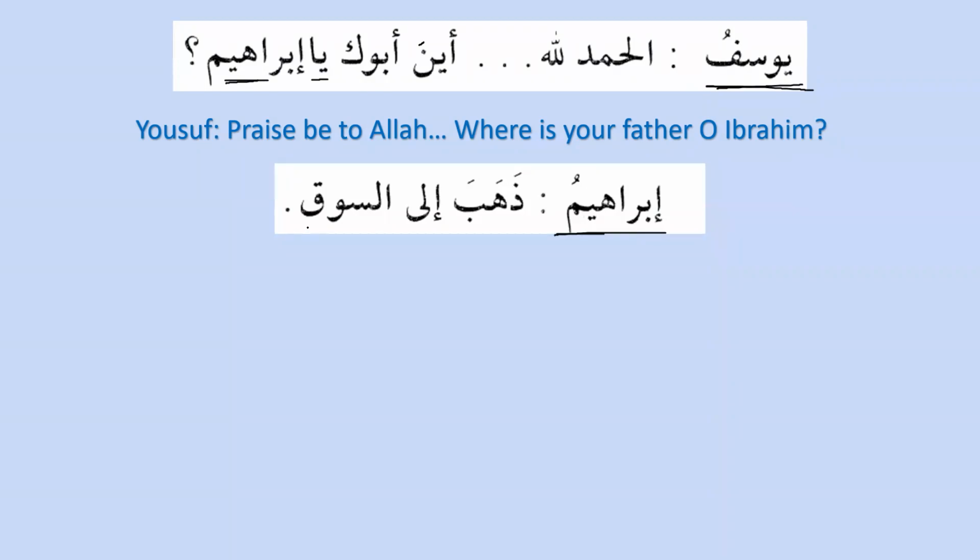Dhahaba ila suqi, he went to the market. And as we have seen, we have been introduced to the Arabic verb, and we have seen that when we say dhahaba, that means he went. And there is always a hidden damir or pronoun in form number 1 and form number 4. We know that the verbs start with the past tense of the third person. So dhahaba, he went, ila suqi, to the market. Ila suqi, as we know, this is jar majroor. So he went to the market.